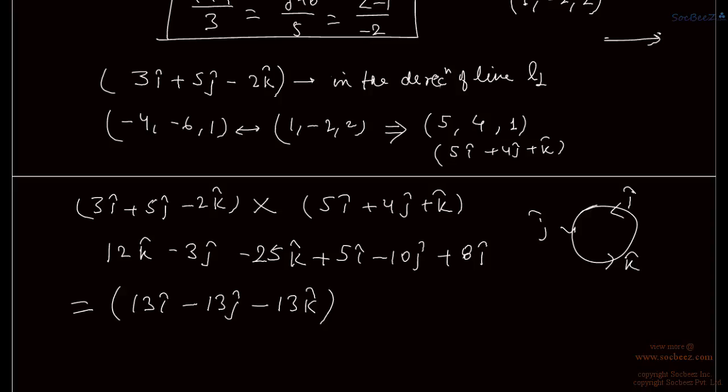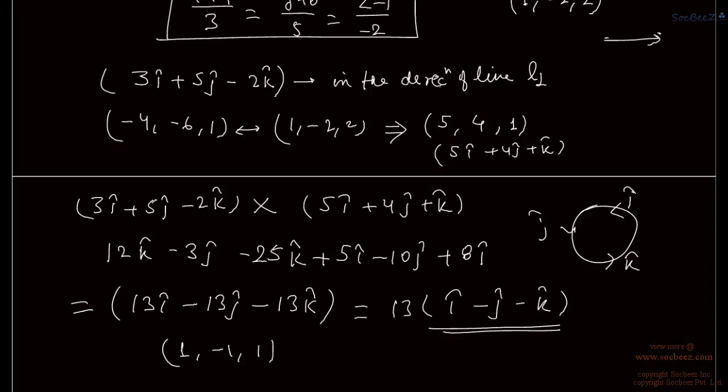So this is a vector which is in direction of normal to the plane, right? So we can take 13 as common and write it as i minus j minus k. So here we are getting this vector also. This vector is also in the direction of normal to the plane. So we can write simply that 1, minus 1, 1 is the direction ratio of the normal to the plane.